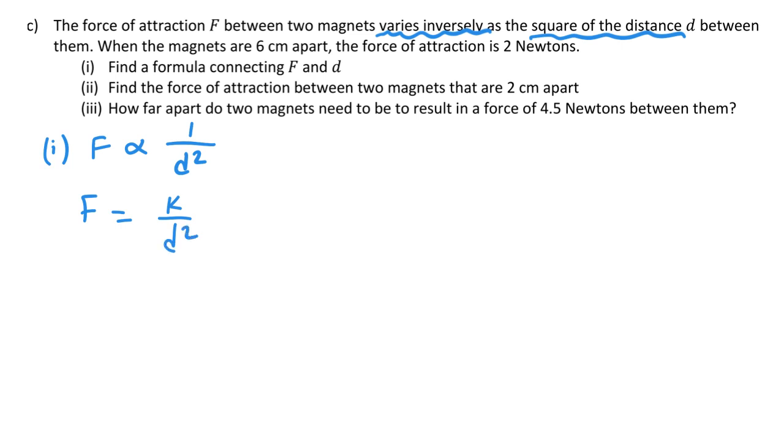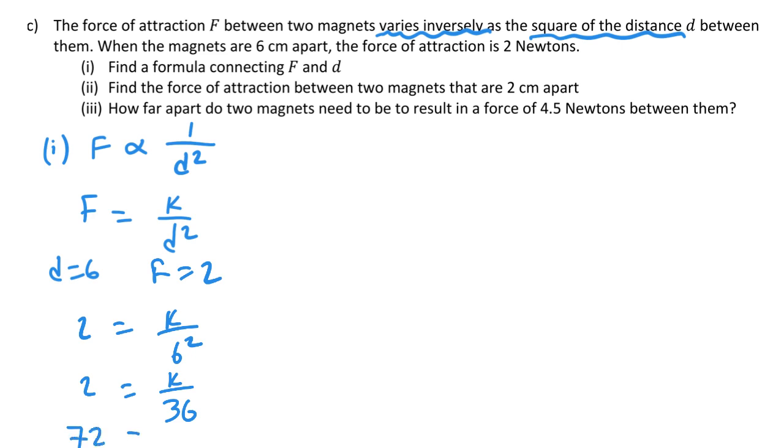We're told that whenever the distance is 6, we're told that F equals 2. So we can put that in and we get 2 equals k over 6 squared. So 2 equals k over 36. And if we multiply by 36, we get 72 equals k. So our formula then is F equals 72 over d squared.